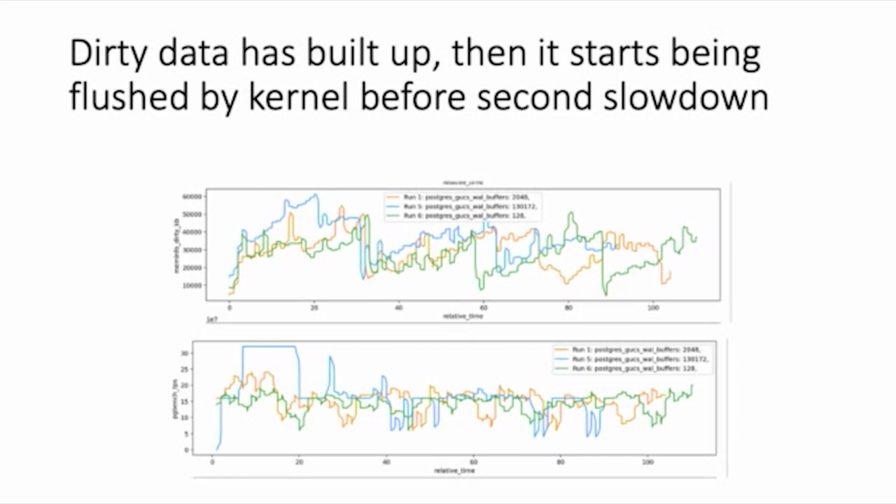And so the second slowdown corresponds with, we can see that the dirty data has built up, and then it goes down. So the top is Dirty kB from /proc/meminfo, and it goes down. And that corresponds with the second dip, okay, the kernel has been flushing out dirty data, so we start to slow down.